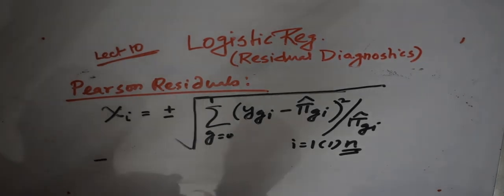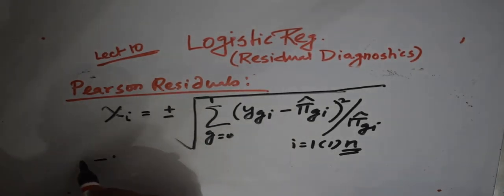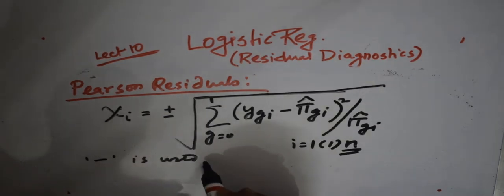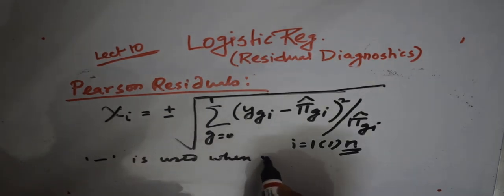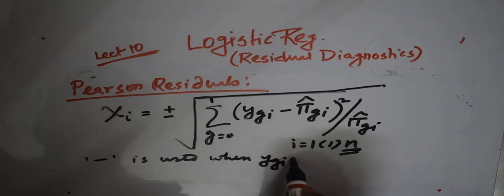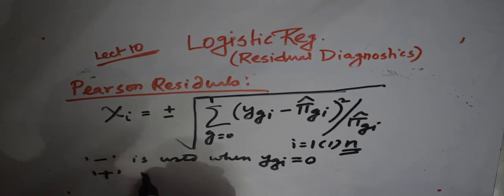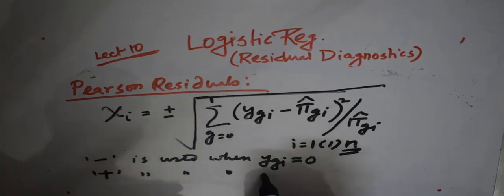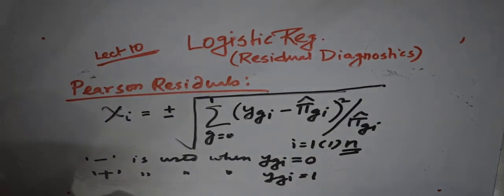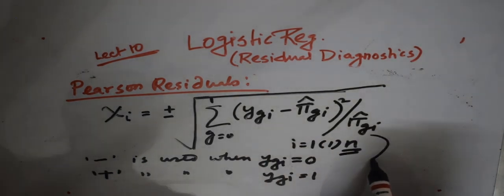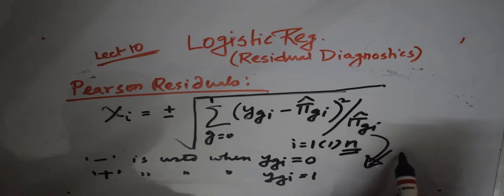Negative sign is used when y_gi equals 0, and positive sign is used when y_gi equals 1. You can check that. This is your homework.